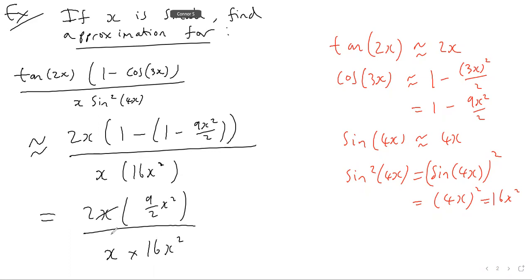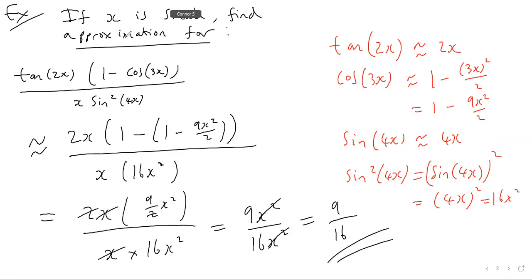So actually the x's just cancel out there, and the 2 times 9 over 2, the 2's cancel out too. We're left with 9x squared over 16x squared. The x squareds cancel out, and so we're left with 9 over 16. So when x is a small angle, this fraction is approximately equal to 9 over 16. That's what the small angle approximations have told us, and that's an example of when we can use small angle approximations to do calculations.